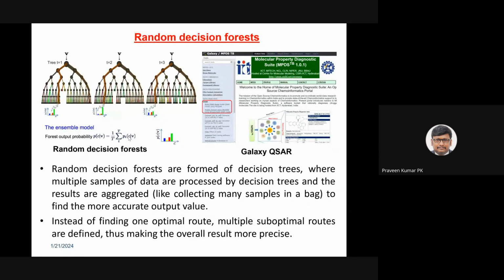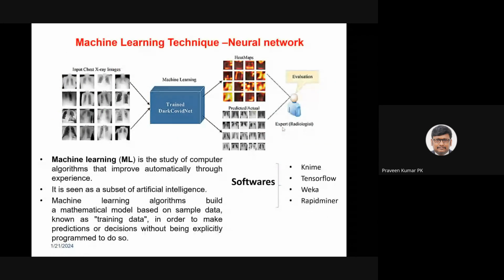And now we can go to random decision forest. Where can we use this random decision forest? Especially for QSAR, quantitative structure activity relationships, we use random decision forest, which is a form of decision trees where multiple samples of data are processed by decision trees and the results are aggregated in the form of a training data set. So in QSAR, you have a training data set, and for the unknown compound, the activity is predicted. That is what we call the test data set. Machine learning techniques.